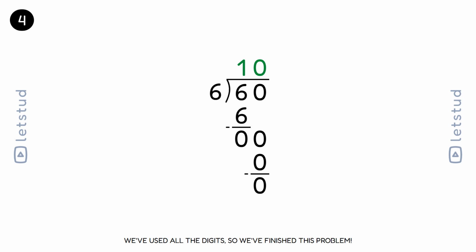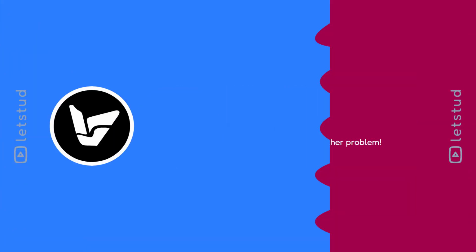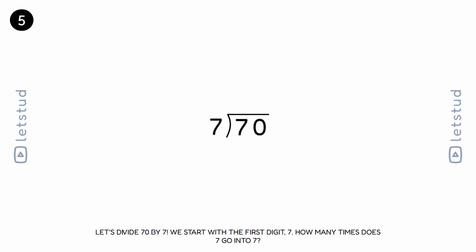We've used all the digits, so we've finished this problem. Fantastic, you've mastered dividing 60 by 6. Incredible! Let's keep that math momentum going with another problem. Let's divide 70 by 7.